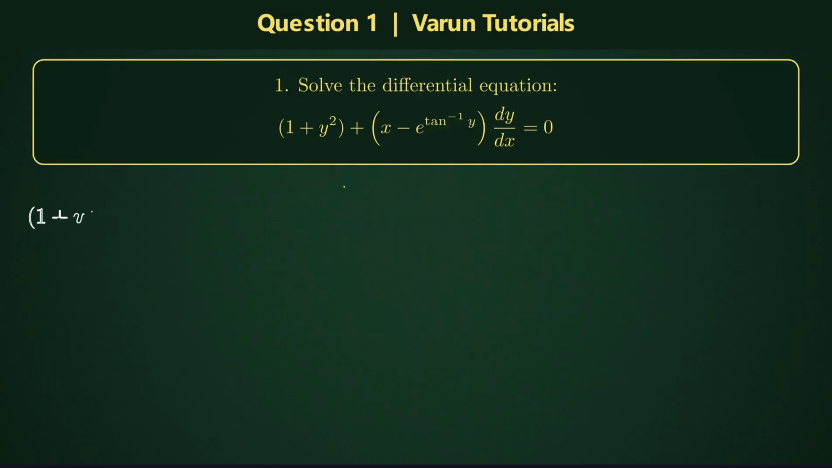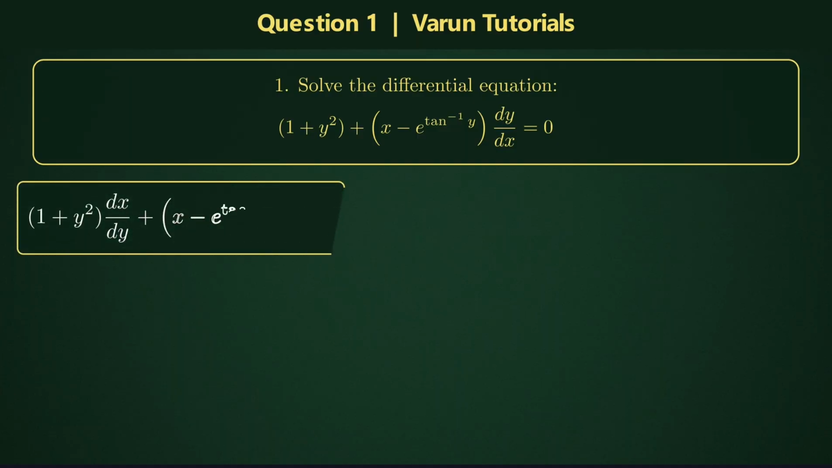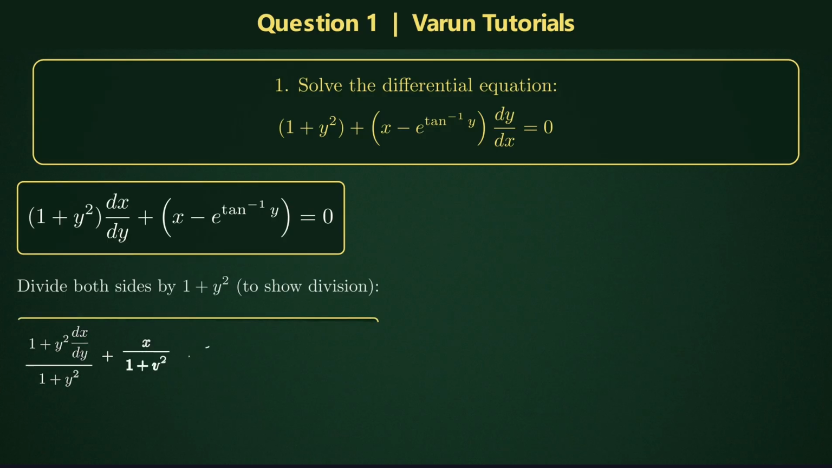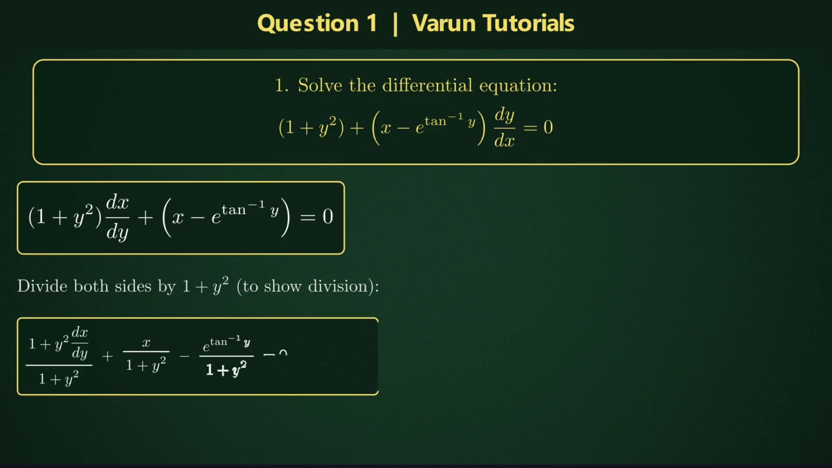This gives 1 plus y squared, times dx by dy, plus the quantity x minus e to the tangent inverse of y, equals 0. Next, we divide both sides by 1 plus y squared to show the division of each term explicitly. This gives line 2, 1 plus y squared times dx by dy divided by 1 plus y squared, plus x over 1 plus y squared, minus e to the tangent inverse of y over 1 plus y squared, equals 0. We cancel 1 plus y squared from the first term.